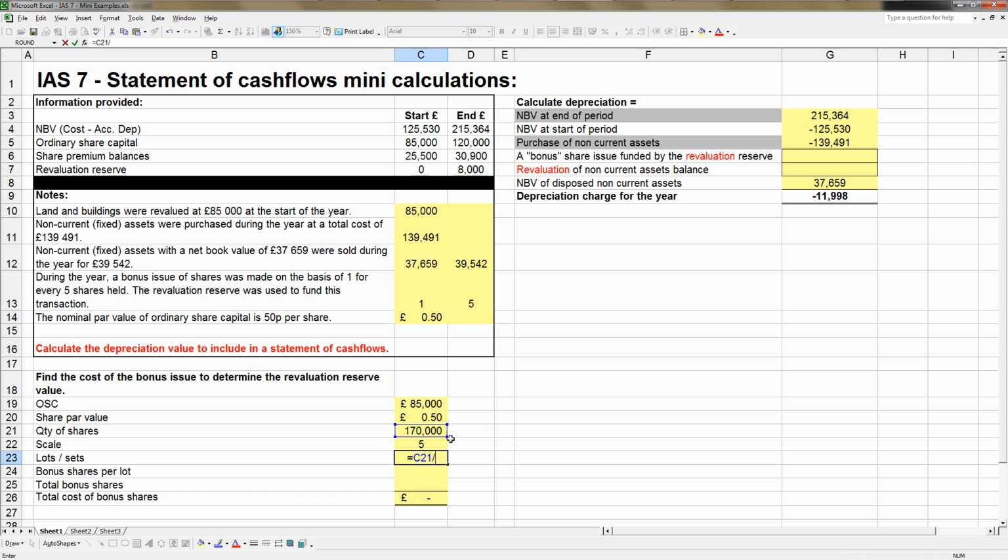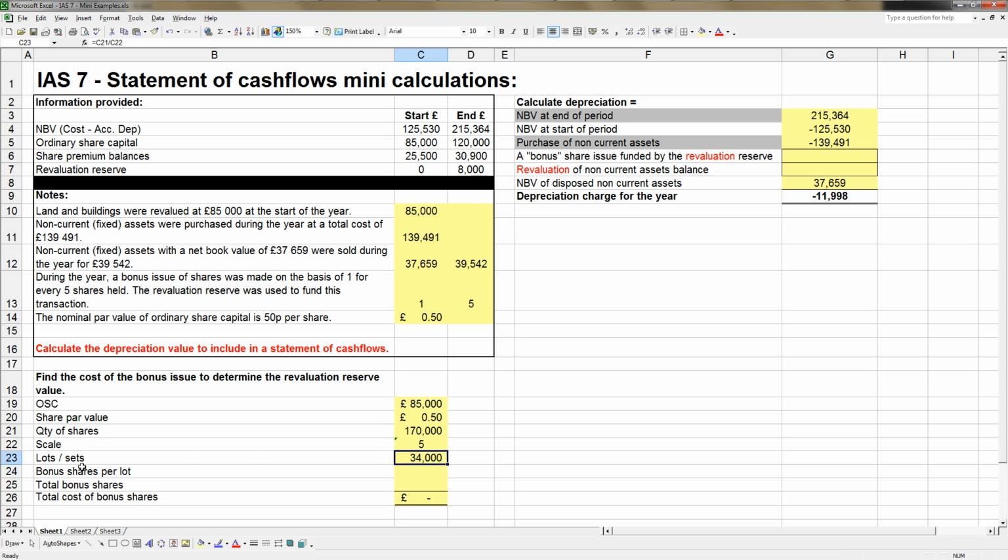Well, the way we do that is we don't sell them at a premium. We sell them at par value, a cost value, so 50 pence. So you're multiplying there, in this case, the 34,000 times the 50 pence. So it's costing the company £17,000 to fund the bonus issue. So that's a calculation to work out the cost of the bonus issue.